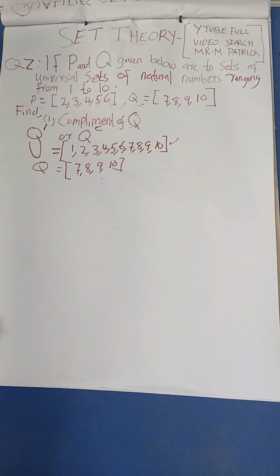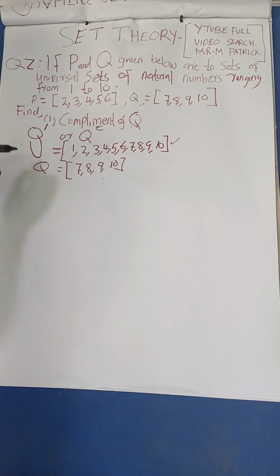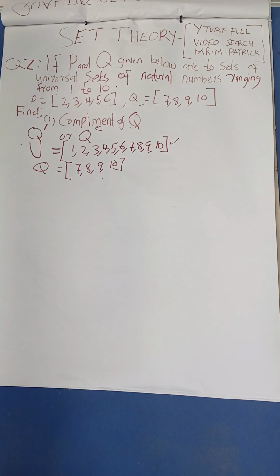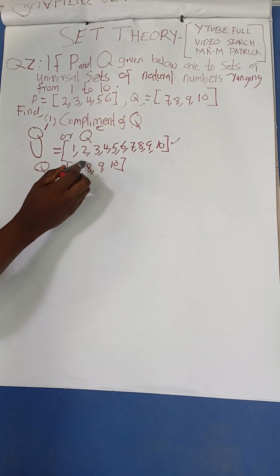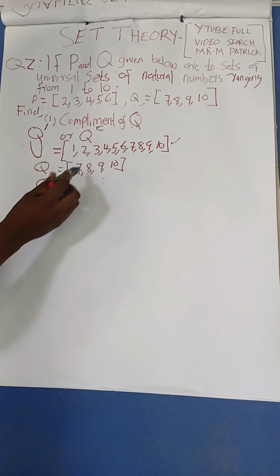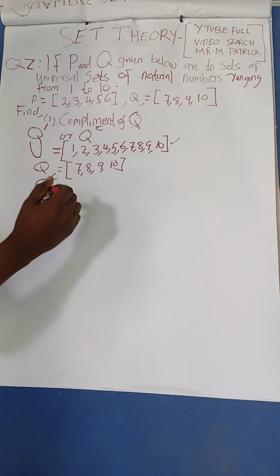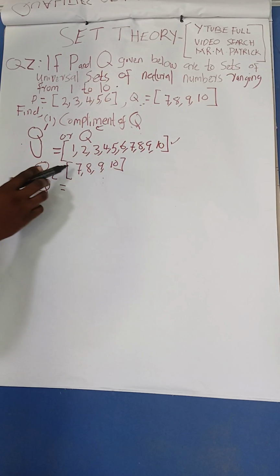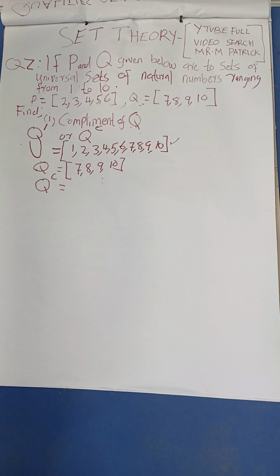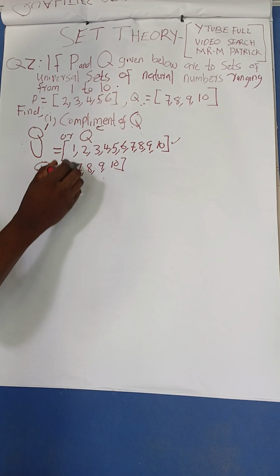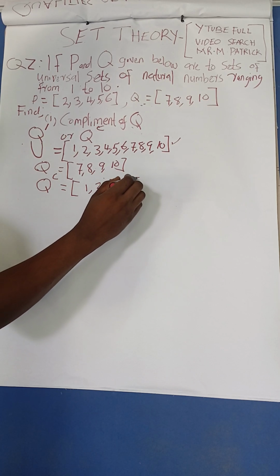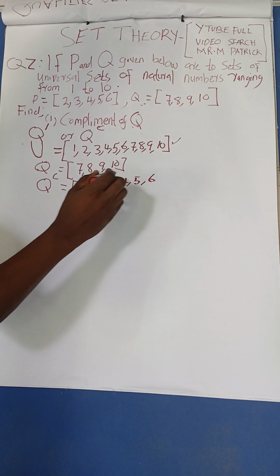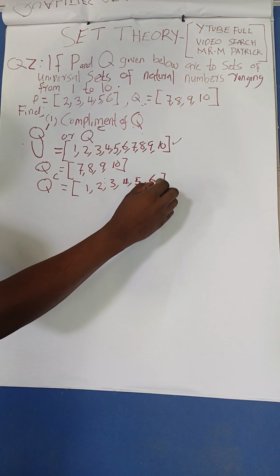Good? Let me repeat. Elements that are in the universal set but are not in Q. The given set you have been given is Q. So I will write my Q complement, which is equal to those elements that are in the universal set but not in Q. Already I can see I don't have 1 here, I don't have 2, 3, 4, 5, 6, yeah, 7, 8, 9, 10 I have.